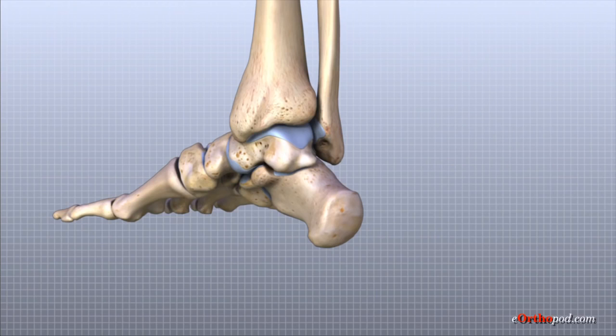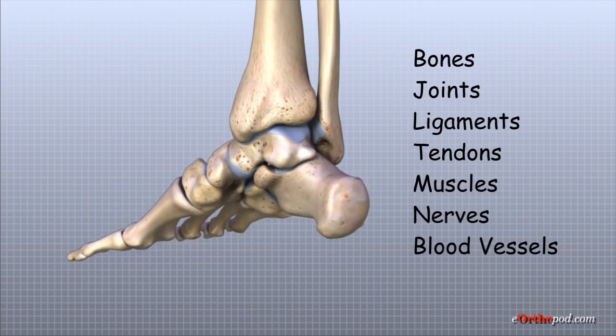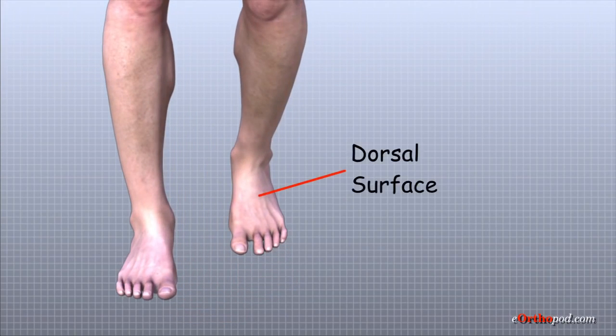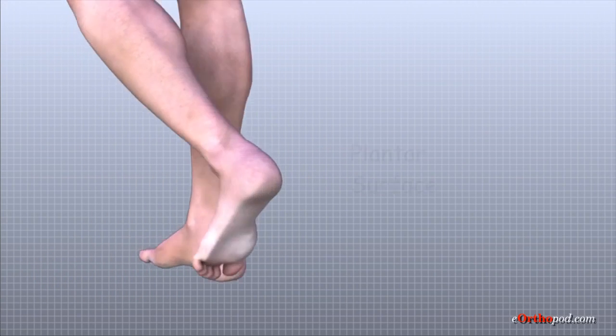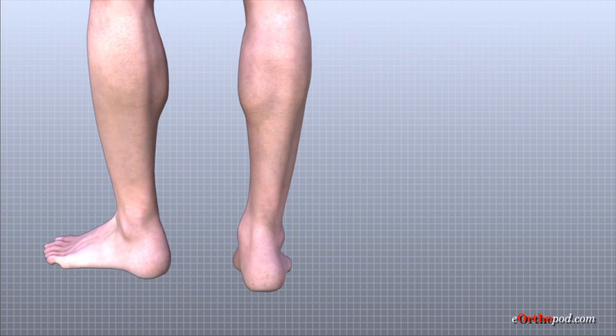The important structures of the ankle include bones, joints, ligaments, tendons, muscles, nerves, and blood vessels. The top of the foot is referred to as the dorsal surface. The sole of the foot is the plantar surface. The outside of the ankle is referred to as the lateral side. The bony bump on the lateral side is called the lateral malleolus.